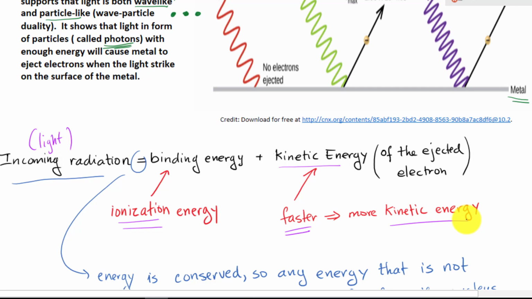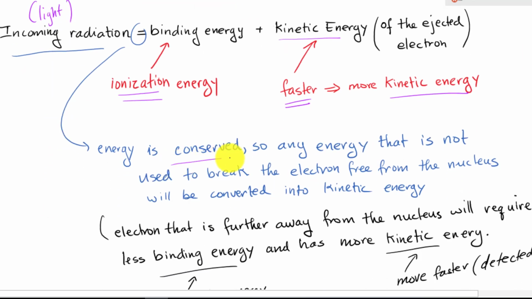So why is that important? Well, we mentioned that energy is conserved. That means it doesn't change. Whatever you input will be output at the same amount of energy. In this case, we have two things happening in this equation for the output. We have binding energy, which is the energy required to remove the electron. Then we have kinetic energy. Any energy that is not used to break the electron free from the nucleus, that's left over, will be converted to kinetic energy. So you have incoming radiation with a lot of energy, that energy will be used to break the electron free, and the leftover will be converted to kinetic energy.